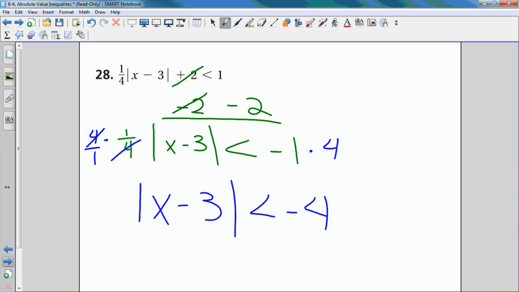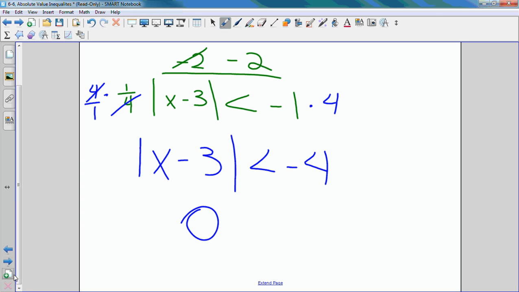Step 2, determine if the absolute value is even possible. Is this possible? No. Can you have absolute value of x minus 3 is less than -4? No. Not possible. So for this one, you can say, oh, no solution, not going to work. It's not possible, because whatever you put in here for x, it has to be greater than 0. Right? Because it's absolute value. It has to be 0 or greater. Okay?